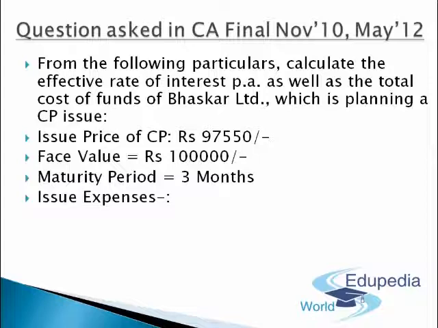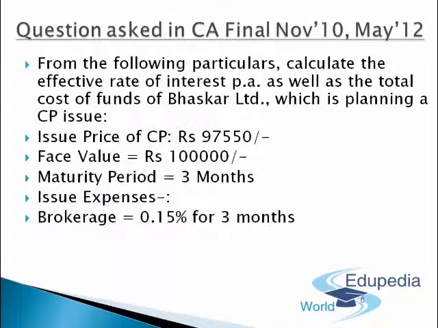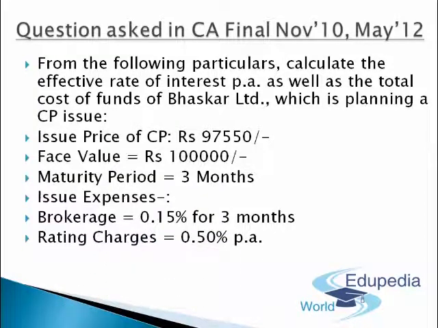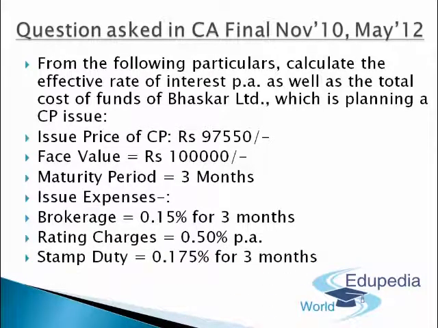Issue expenses which are involved in raising of this issue. Brokerage, that is 0.15% for 3 months. Then there are some rating charges. Those are 0.50 per annum basis. And then there is some stamp duty, that is 0.175% for 3 months. So we'll have to compute them on an annual basis, separately from taking care of the monthly one. So let's head to its solution now.